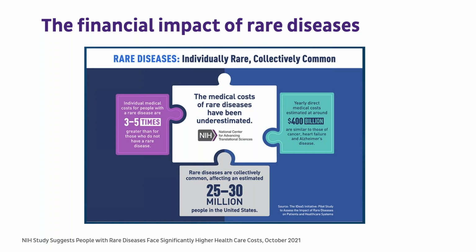The annual direct medical cost is estimated to be over $400 billion, which is similar to those with cancer, Alzheimer's, and heart disease. The estimated treatment costs per person ranges from $8,800 to over $140,000 per year. In fact, individuals with rare diseases face medical costs that are approximately 3 to 5 times greater than those who do not have a rare disease.